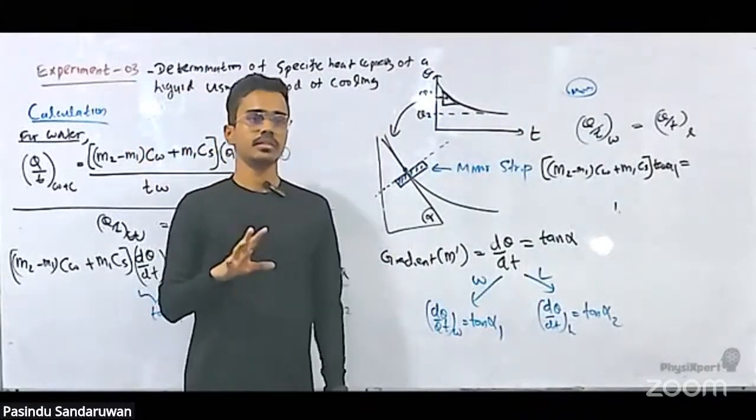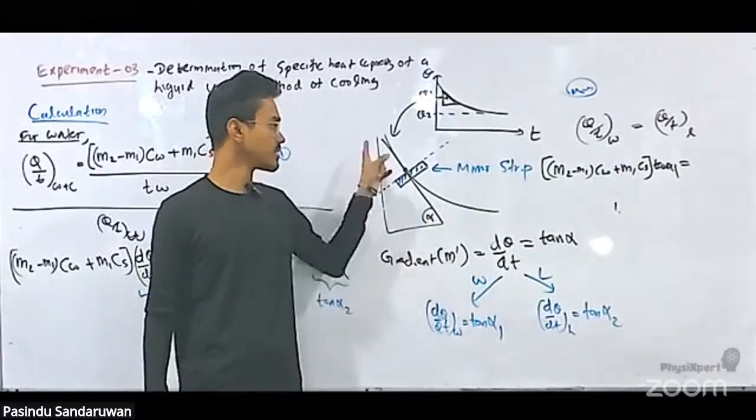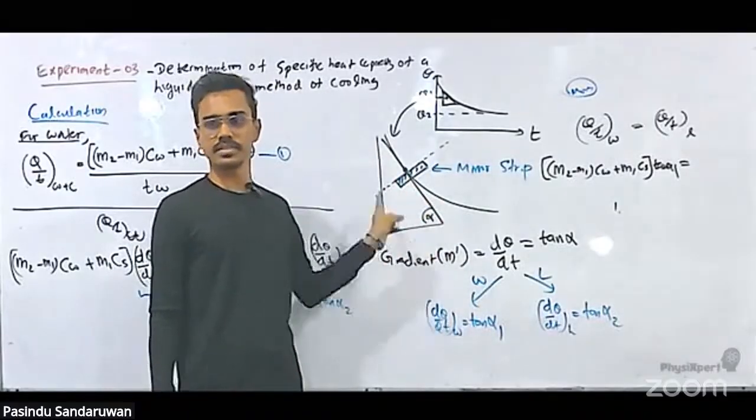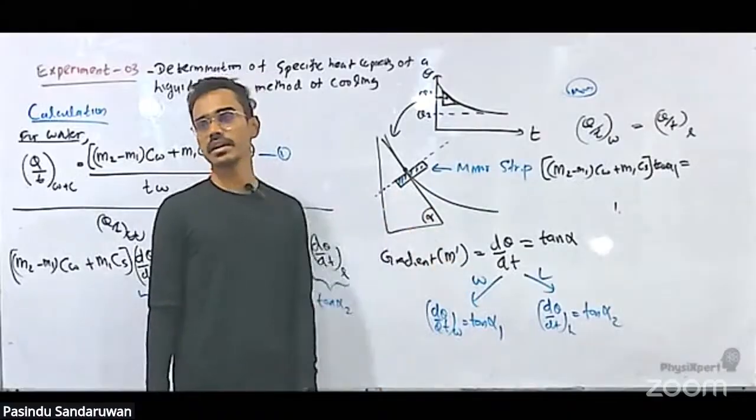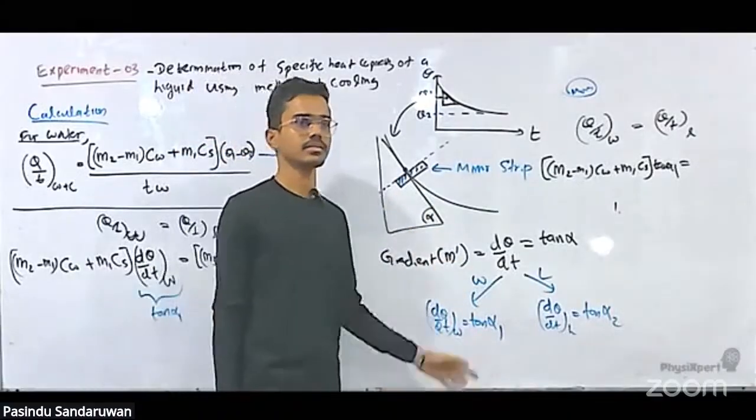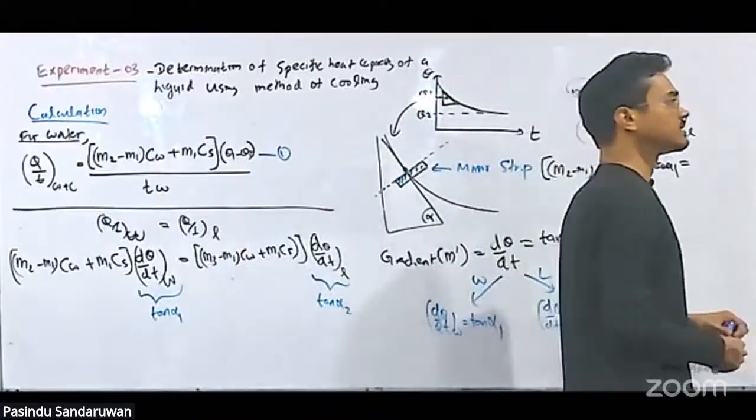Right. If you want to find the gradient, complete the triangle and measure the angle, tan alpha.